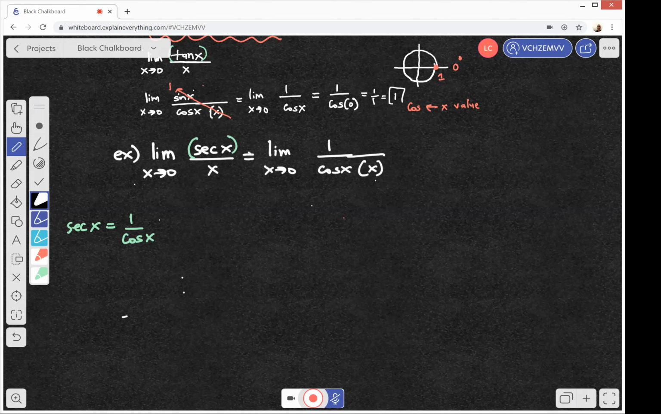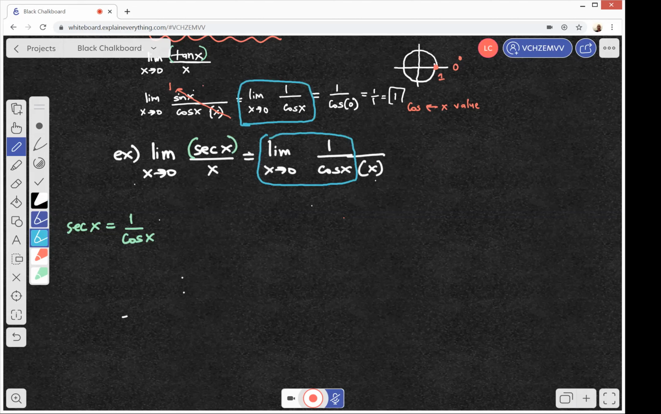So we know that the limit as x approaches 0 of 1 over cosine x. Let me highlight this for you. We know this already because we did it in a previous example, right up here. We know that limit is 1.